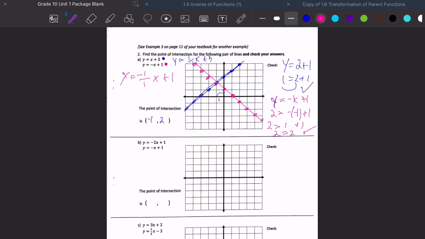Do you need a graph in order to find the point of intersection? For right now, yes. We are going to learn the ways where you don't need to graph to find the point of intersection, because there's 2 algebraic ways we can do it. So we're going to learn that together, so don't worry.